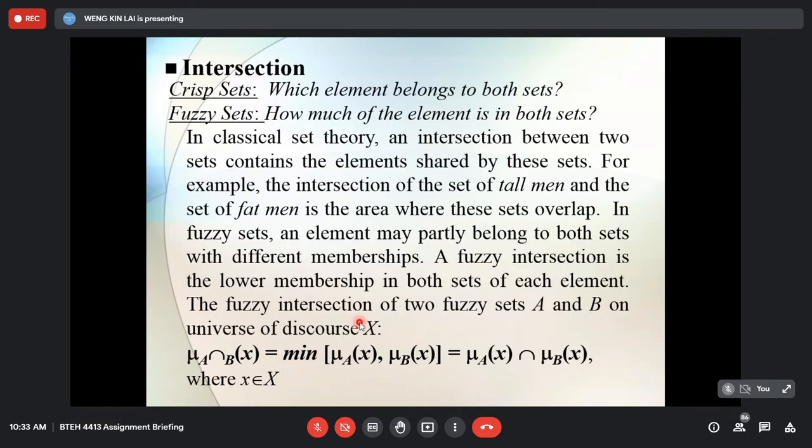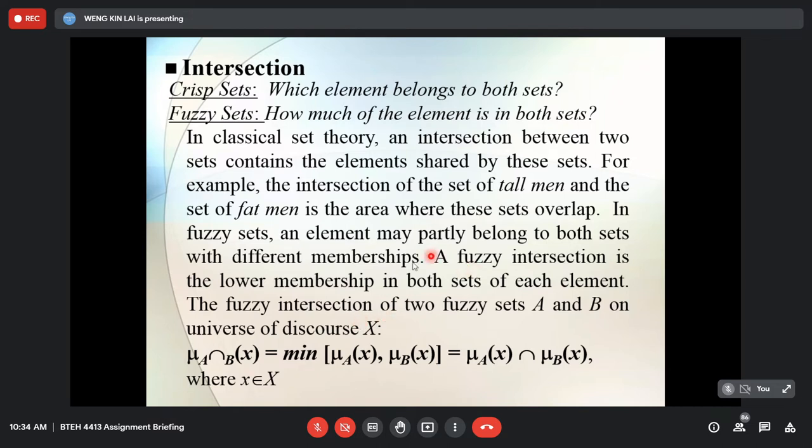So in fuzzy sets, an element may partly belong to both sets, so with different memberships. So I think that's the main thing here, basically. In the fuzzy set theory, you can belong to different sets, but with different degree of membership. Unlike the crisp set, where either you are tall or short. In this case, you can be both tall and short, right? That's the part which is very unique to fuzzy expert system or fuzzy sets.